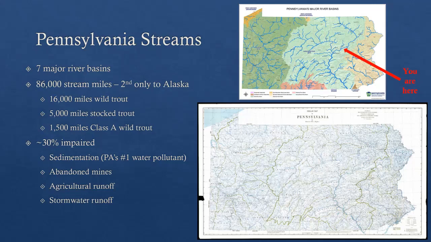However, it is worth noting that DEP has done some assessments, and the most recent one came out with about 30% of Pennsylvania having impaired streams. That means that it is difficult to support aquatic life because of pollution and whatnot. The number one pollutant in Pennsylvania is sedimentation from erosion. We're all, especially in Columbia County, very familiar with that kind of stuff. But that is our number one pollutant, as well as abandoned mines, which you might find somewhere like Catawissa, and also runoff from storms from agricultural areas and also urban areas. We'll get into that a little bit more as well.